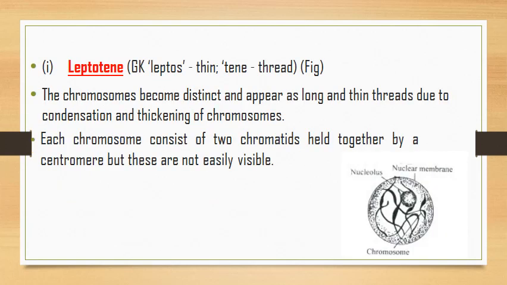Leptotene. Lepto means thin, tene means thread. The chromosomes become distinct and appear as long and thin threads due to condensation and thickening of chromosomes. Each chromosome consists of two chromatids held together by a centromere, but these are not easily visible.